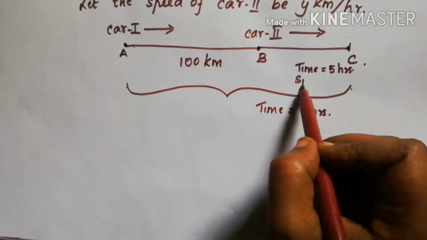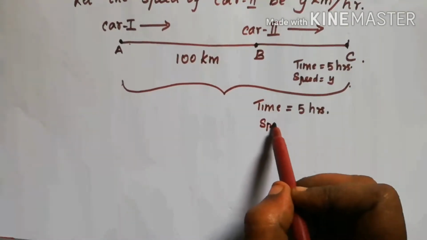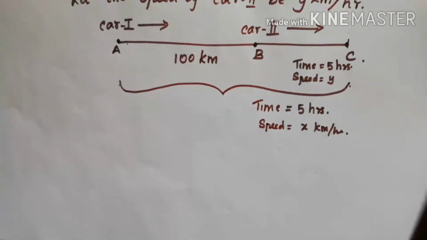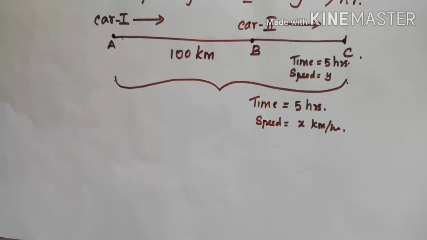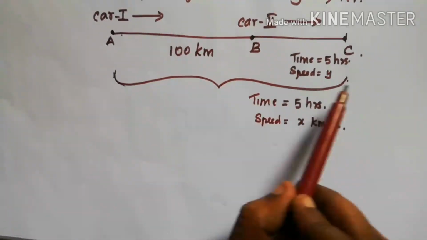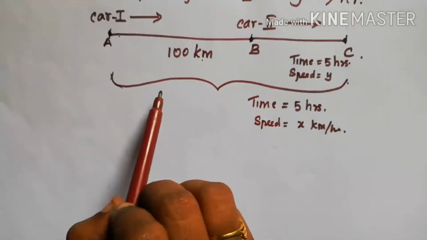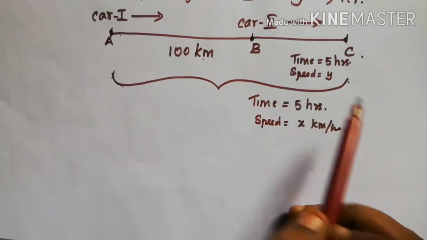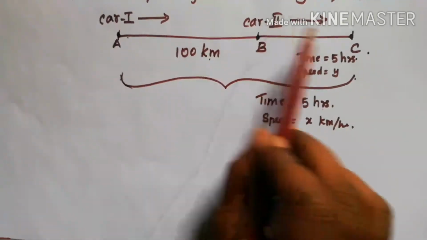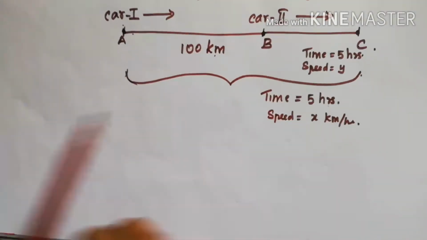What is the speed of the second car? Some y kilometer per hour. What is the speed of the first car? Some x kilometer per hour. This is what we have assumed now. So now we are going to calculate the distance traveled. First the distance between the two places is given, and now they have mentioned the time and we know the speed, some x and y we have assumed. So definitely we are going to calculate the distance traveled by car 1 and car 2. So what relation it gives we are going to find first.